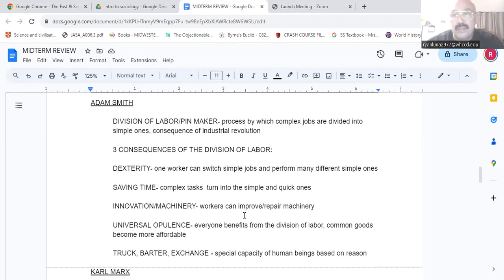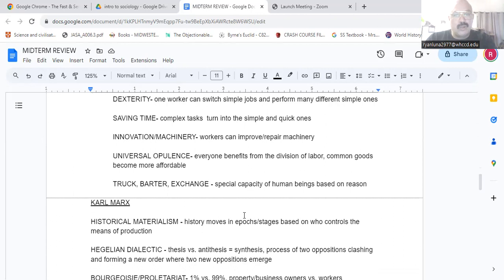Adam Smith, most important idea, division of labor. Complex job divided into little parts to make a simple job. We have an example of the pin maker. One person can make 20 pins a day, five people can make hundreds of pins. And the consequences: dexterity. Think of like a factory or we're working at a fast food place. A person can do pretty much any entry level job with a day or two of training, short training time. It saves time. Complex tasks turn into simple ones. Innovation, workers see problems and improve and repair machinery.